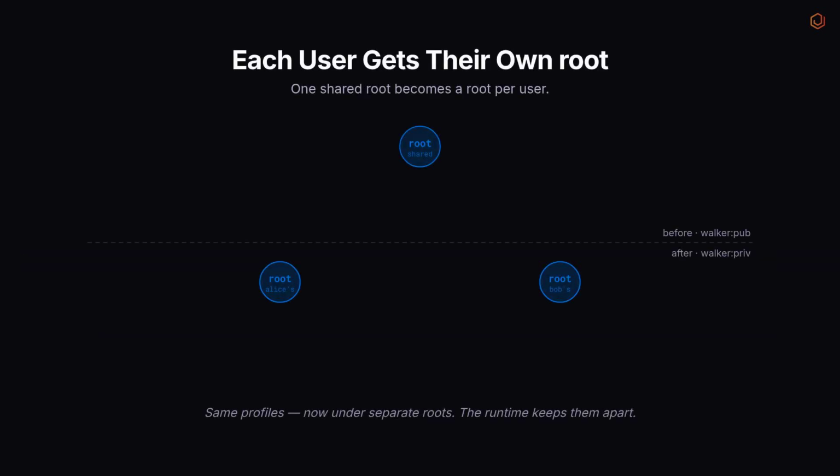Here's the change in the graph itself. Before, one shared root held everyone: Alice's profile and Bob's profile, hanging off the same root. Switch to priv, and each user gets their own root. Alice's root holds Alice's profile. Bob's root holds Bob's. Same shapes, now kept apart, and the runtime does the separating, not your code.